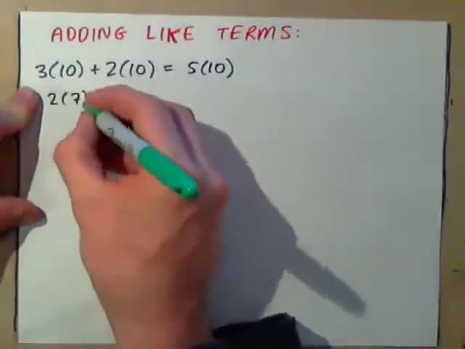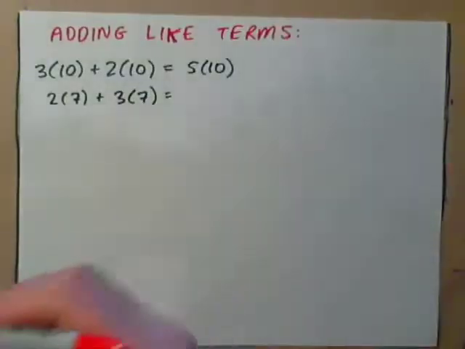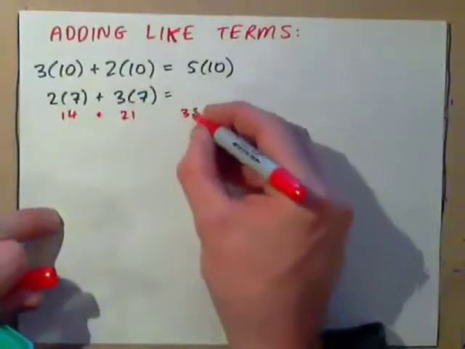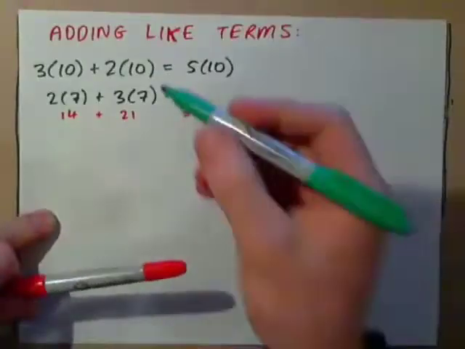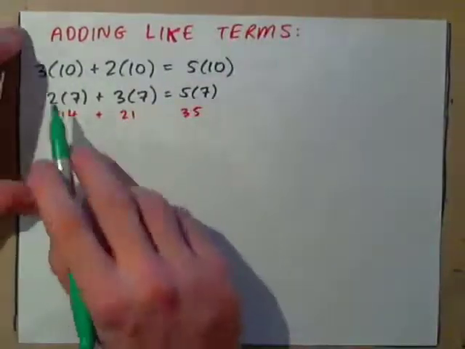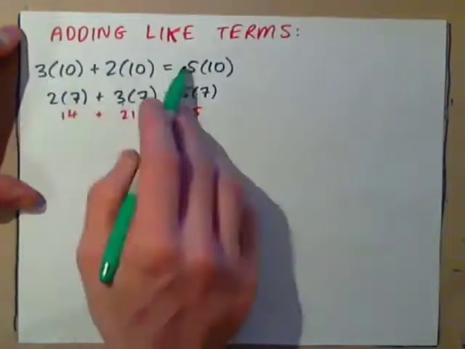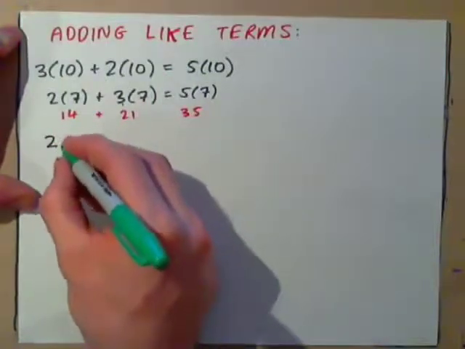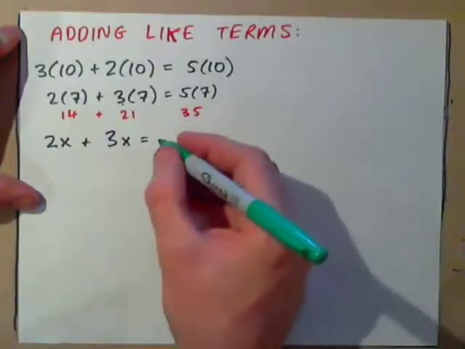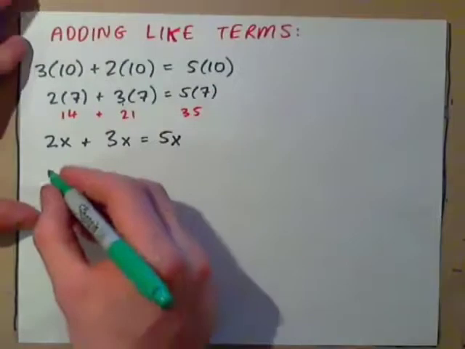How about this? 2 times 7 plus 3 times 7. Okay, that's definitely 14 plus 21, which is 35. And 35 is 5 times 7, 5 sevenths. Okay? So 2 times a number plus 3 times a number is 5 times that number. So 2 times a number, x, where x represents a number, plus 3 times a number, x, is 5 times x, whatever that number is, right? So what do you think?